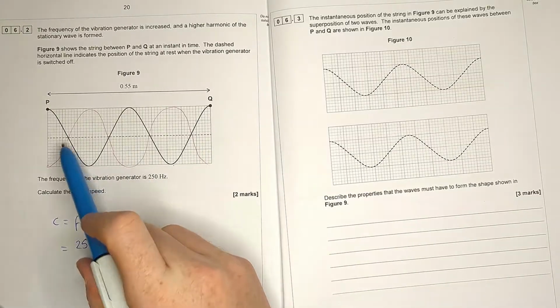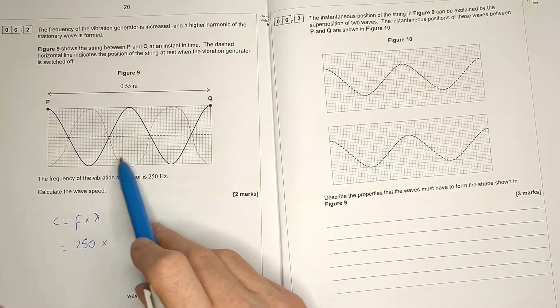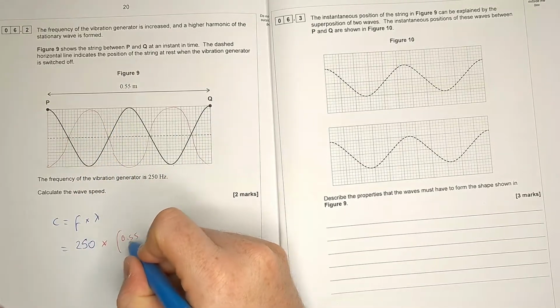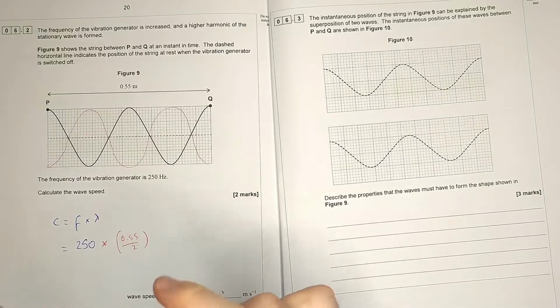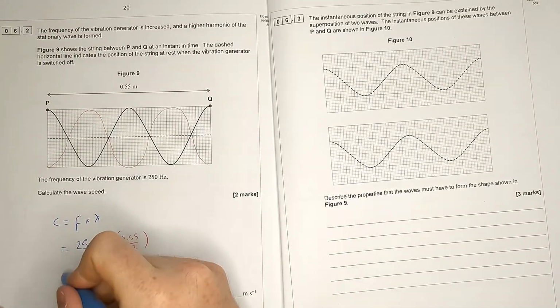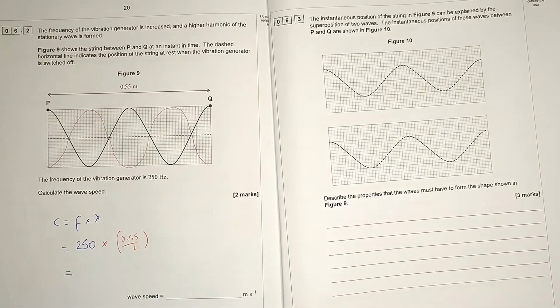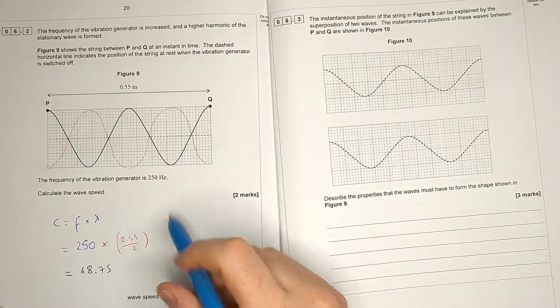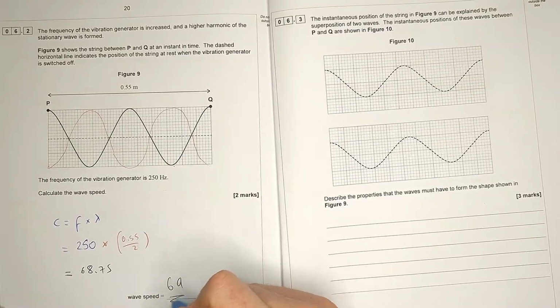So basically, if you look, half of the 0.55 is going to be equal to one wavelength. So therefore, if we put our numbers in, we're going to get a calculation with speed equal to 68.75 for us. We can round it because it should be 2 sig figs with our 2 sig figs given in our question.